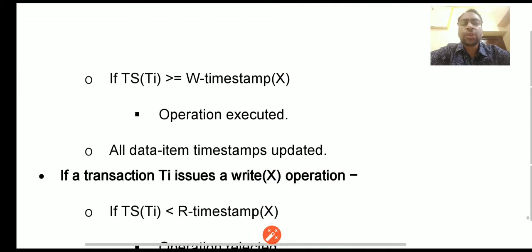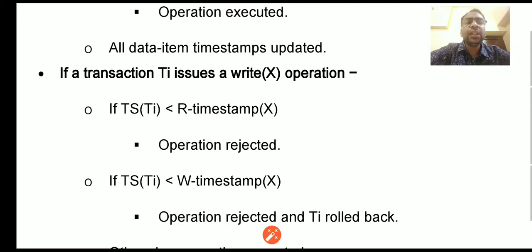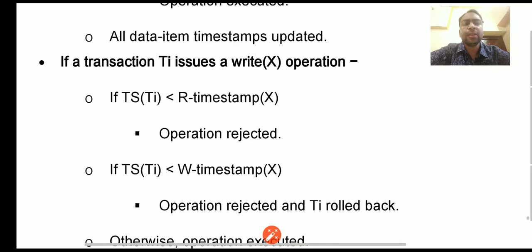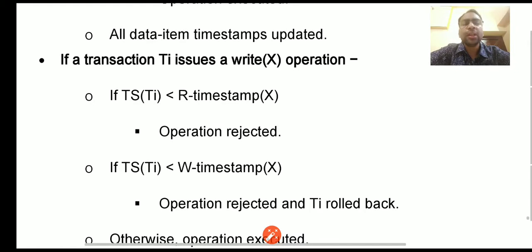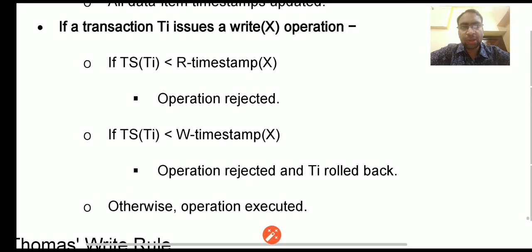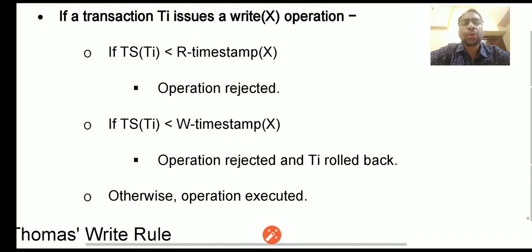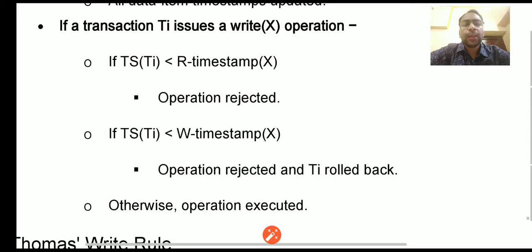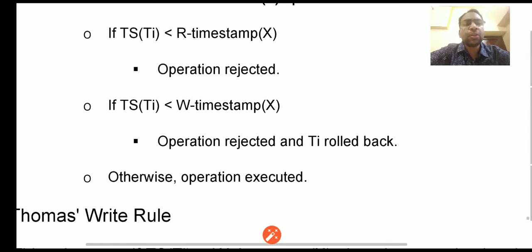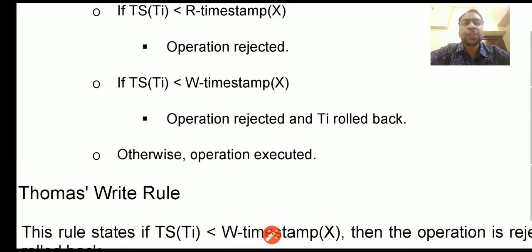Now let's talk about the write operation. If the timestamp of the transaction is less than the timestamp of the reading operation, then the operation is rejected. If the timestamp is less than the timestamp of the writing operation, then also the operation is rejected and the transaction is rolled back. This is also known as Thomas Write Rule. And in the third case, otherwise the operation is executed.